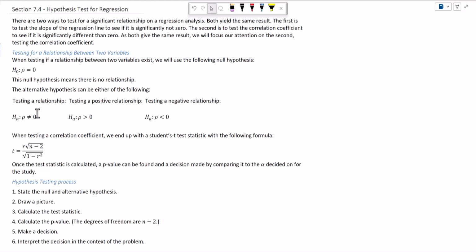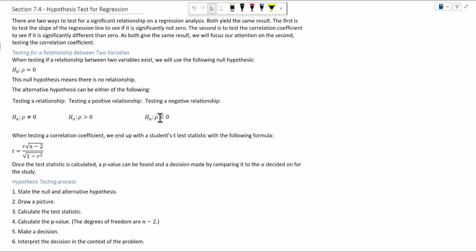And then with the alternate, we have some options here. If we want to test that there is a relationship, we use not equal to 0, which is two-tailed. And then we can also test whether it's a positive relationship or a negative relationship. A right-tailed test is positive, and a left-tailed test is negative.